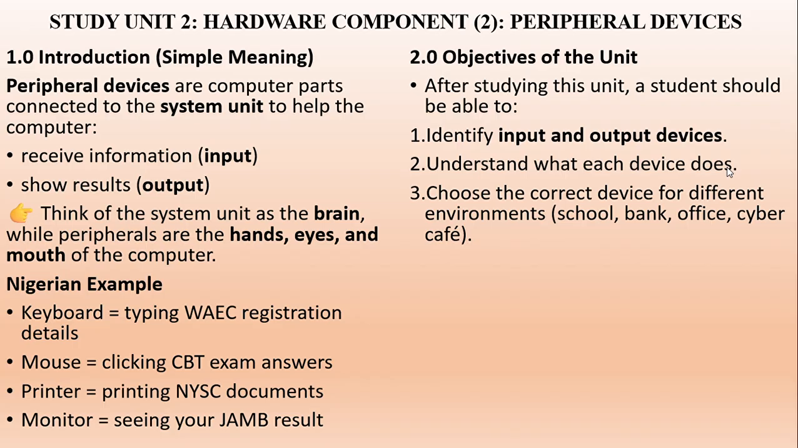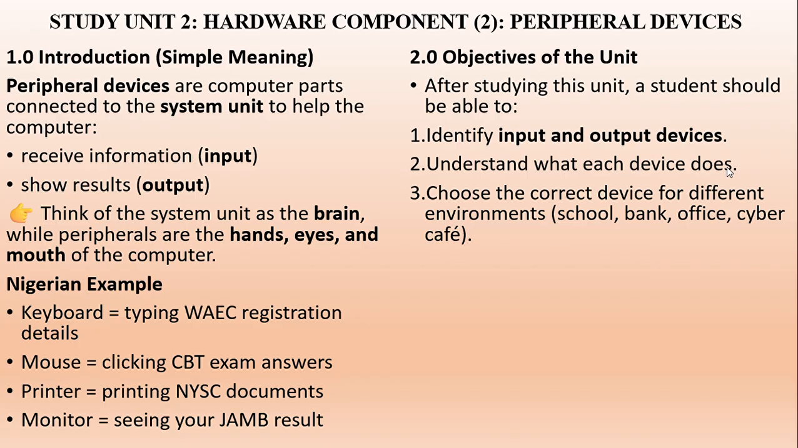They are peripheral devices because, why are they under hardware? Yeah, the peripheral devices are under hardware because they are still physical tools. They are physical devices we can touch, they are physical devices we can see. So that is why they are still classified under hardware. So these are just like other parts of the computer that help the computer to receive information and to show results.